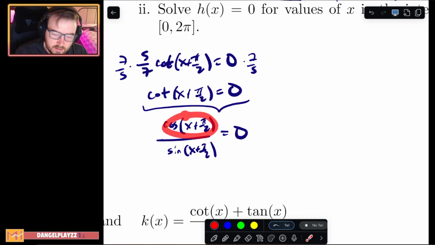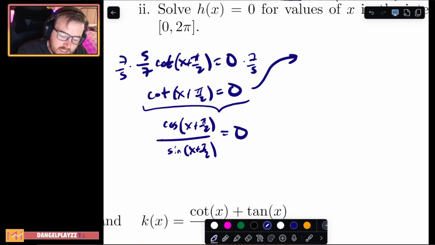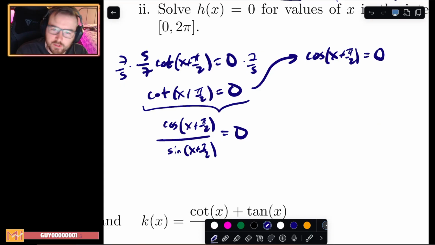But cosine and sine are not 0 at the same time. We know that because of our basic understanding of the unit circle. They are not equal to 0 at the same time. So when asking ourselves when is cotangent equal to 0 is really the same thing as asking ourselves when is cosine equal to 0. It's actually the same question.